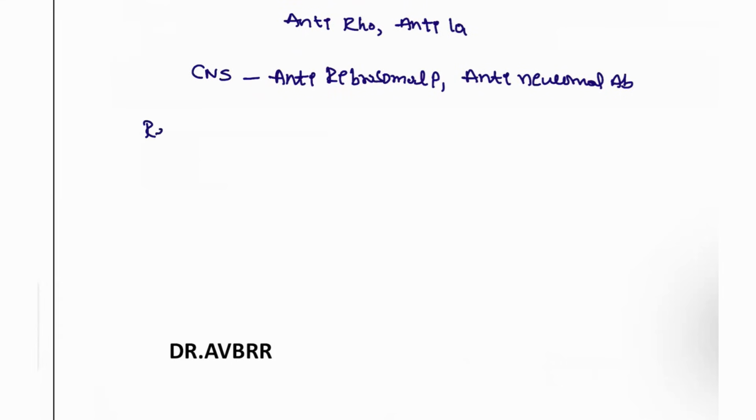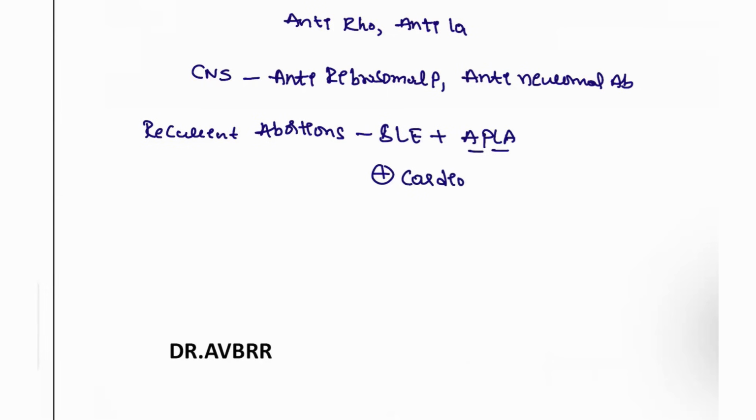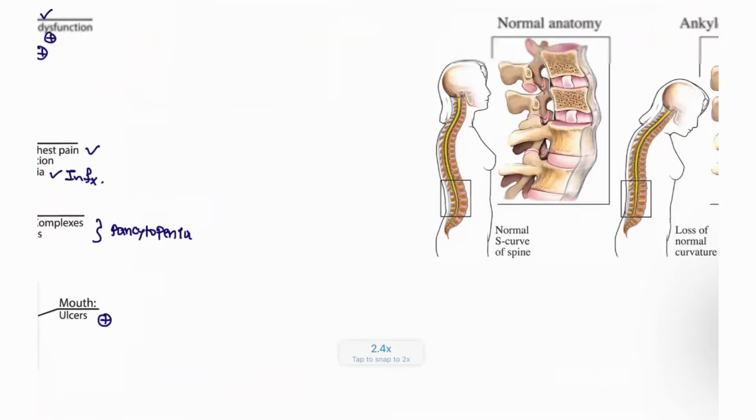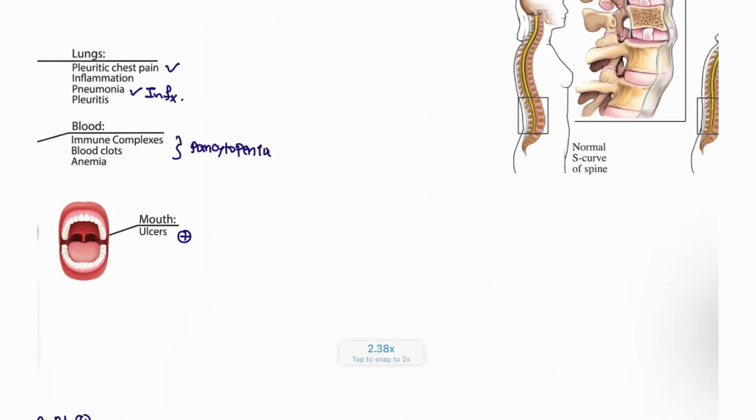If the patient is having recurrent abortions, that means the SLE patient is also suffering from APLA syndrome, antiphospholipid syndrome. Here, the anticardiolipin antibodies will be positive in this patient. What is the drug of choice for this patient? The drug of choice will be hydroxychloroquine. Hydroxychloroquine should be given for this patient, right? Recurrently, the patient will be suffering from infections. You have to treat the underlying causes also.